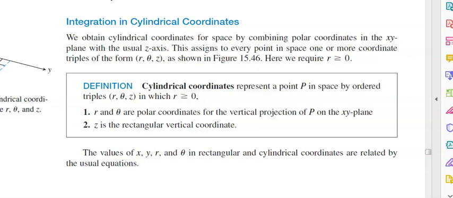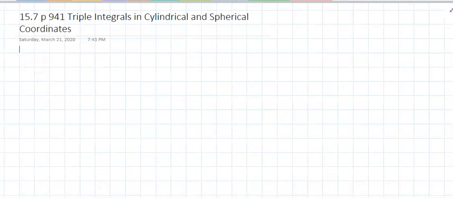Okay, section 15.7 is on page 941, talks about triple integrals in cylindrical and spherical coordinates.